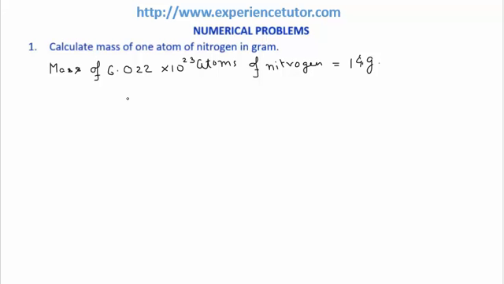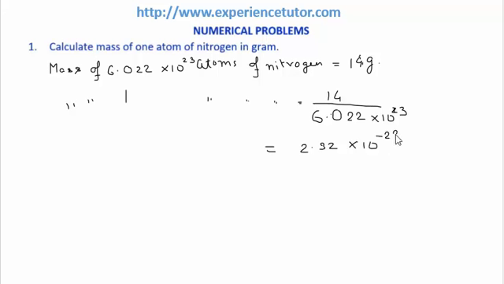Therefore, mass of one atom of nitrogen will be equal to 14 upon 6.022 into 10 to the power 23, which will be equal to 2.32 into 10 to the power minus 23 gram.